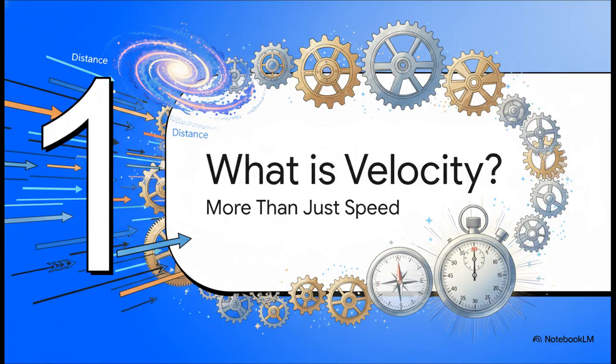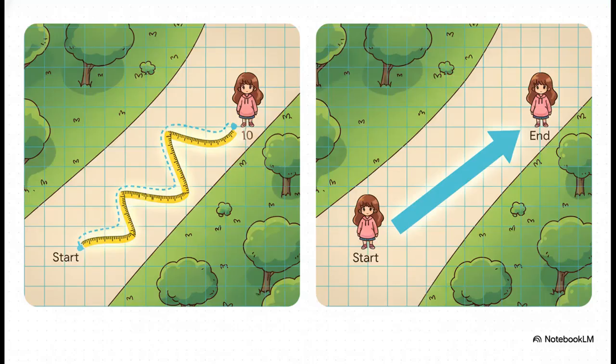Okay, so to even start to crack that puzzle, we've got to get super clear on our terms. In day-to-day life, we throw around words like distance and speed pretty loosely, right? But in physics, they have very specific meanings, and getting them right is the key to truly understanding velocity. All right, first up, distance versus displacement.